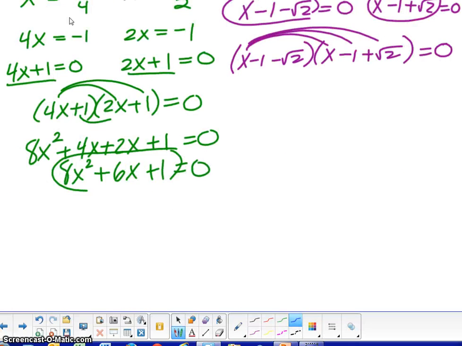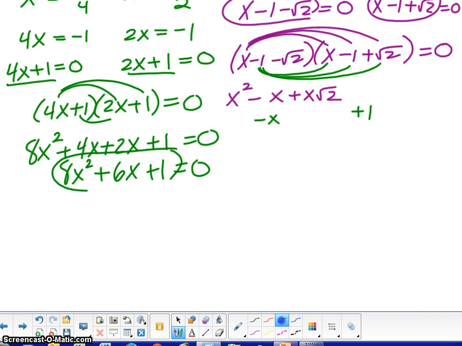So if you multiply x's together, you end up with x squared, negative x, and x square root of 2. If you multiply the next one and put that in a different color, negative 1 times x is a negative x. Negative 1 times negative 1 is a positive 1. And negative 1 times square root of 2 is negative square root of 2. Okay, and then in red, let's do the last ones.